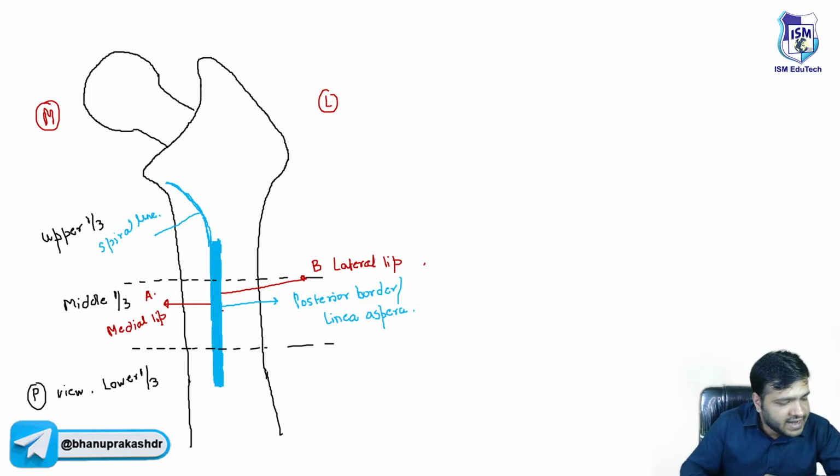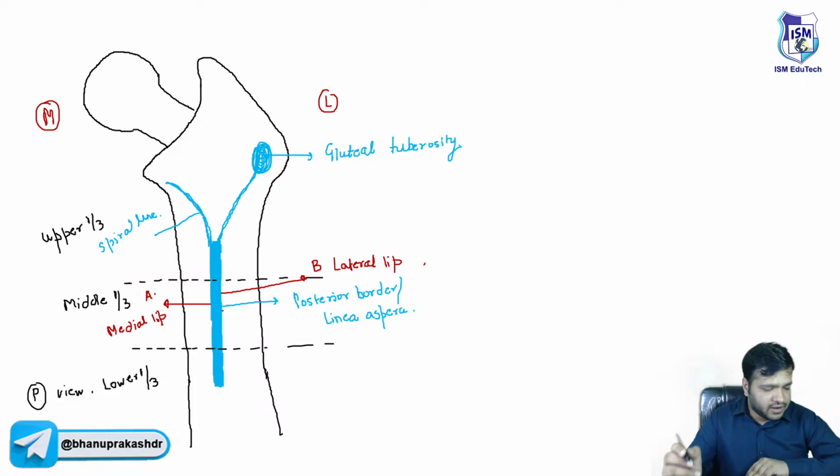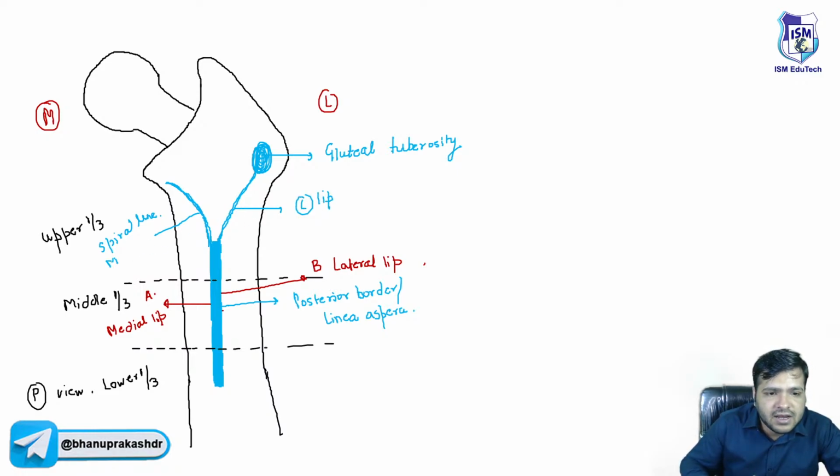And the lateral lip in the upper part is continuous with the gluteal tuberosity. I have not discussed this beta. There is a tuberosity over here on the posterior part that is called the gluteal tuberosity. Tuberosity, you already know, is a large rounded projection of the bone. So this is the spiral line, the medial lip only, and the gluteal tuberosity continues from the lateral lip only.